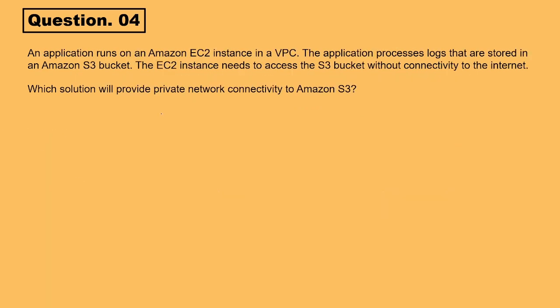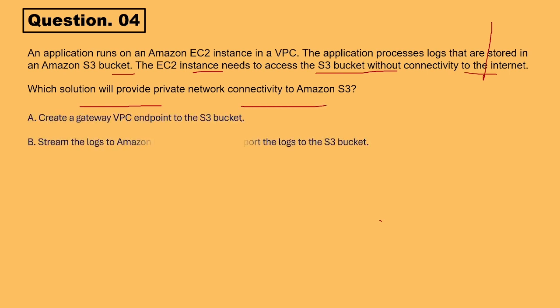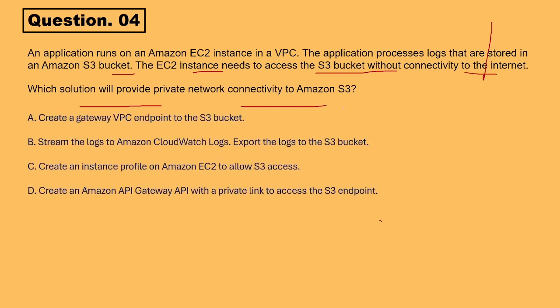Now question number 4. An application runs on an Amazon EC2 instance in a VPC. The application processes logs that are stored in an Amazon S3 bucket. The EC2 instance needs to access the S3 bucket without connectivity to the internet. Which solution will provide the private network connectivity to an Amazon S3 bucket? Here are the options. And this one should be an easy one for you. The requirement of the question is simple. EC2 instance needs to access S3 bucket but without internet connectivity. That's it. Now take your time to guess the correct one.